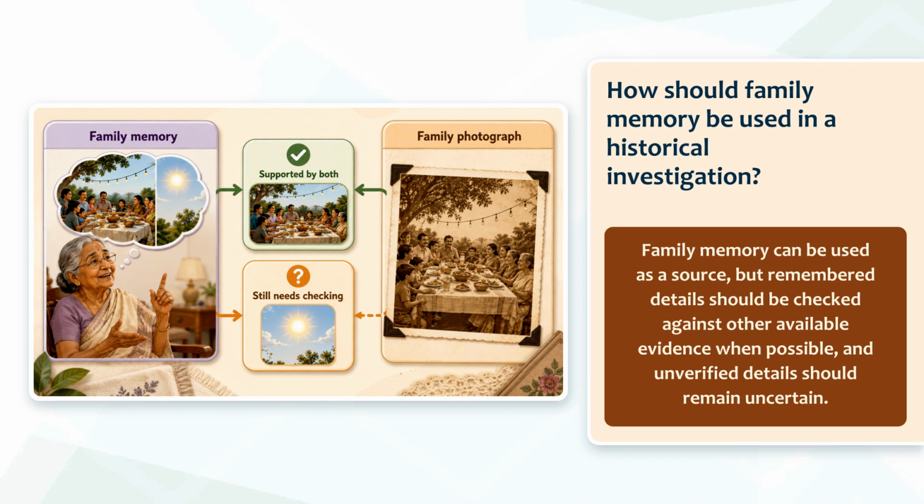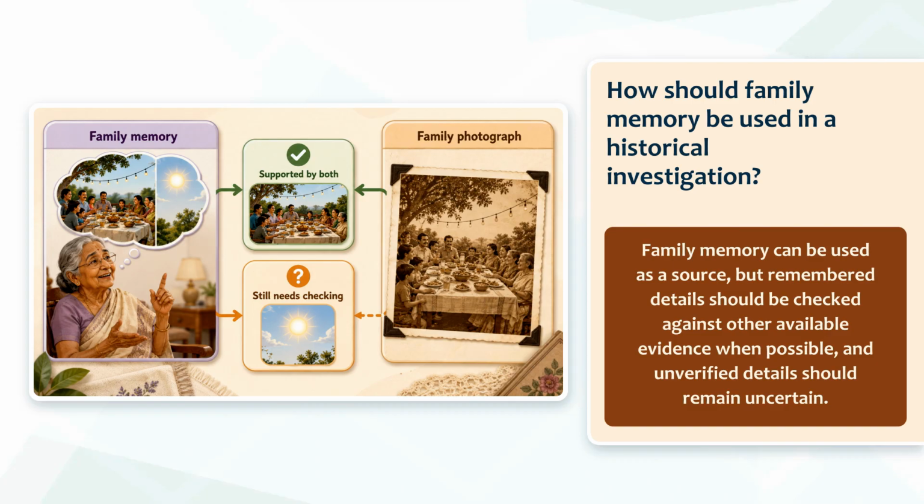Use the two result boxes between memory and photograph. How should family memory be used in a historical investigation? The comparison gives a balanced rule. Family memory can be used as a source, but remembered details should be checked against other available evidence when possible, and unverified details should remain uncertain. The photograph shows how one remembered point can be supported while another remains open.